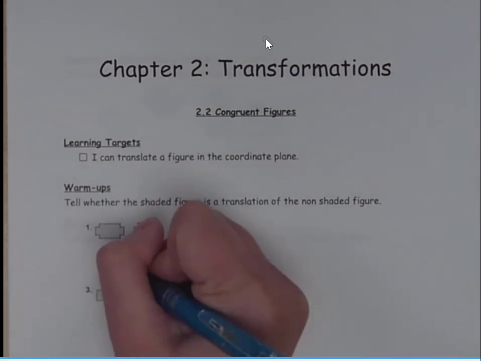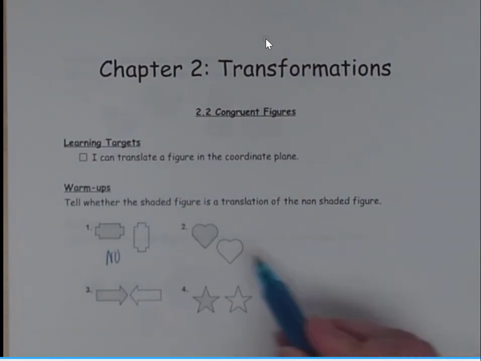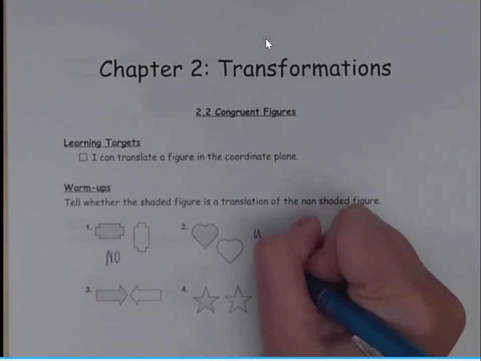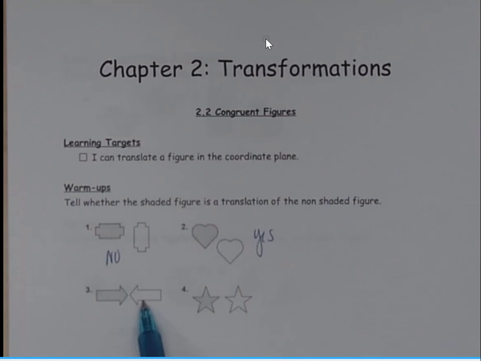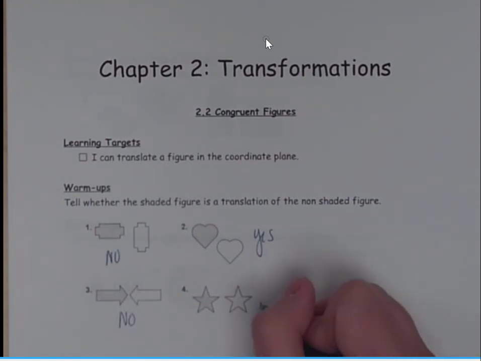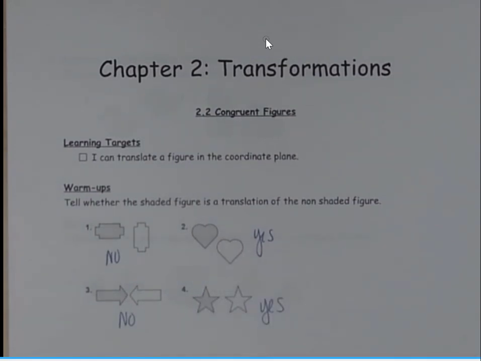All right, the first one here, that is a no. Looks like that's a rotation. Two, that's a yes, because remember a translation is simply just a slide. This is a no. That's a reflection, and this here, this is a yes, one moved to the other.